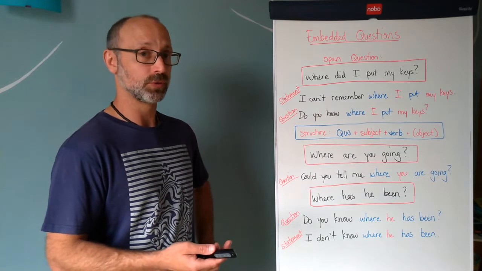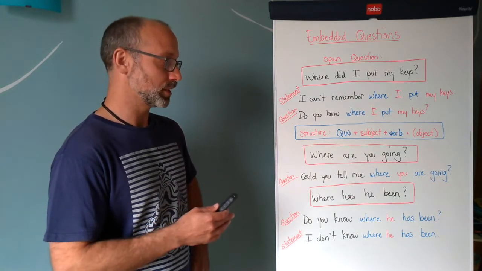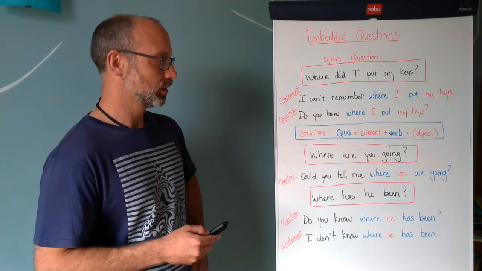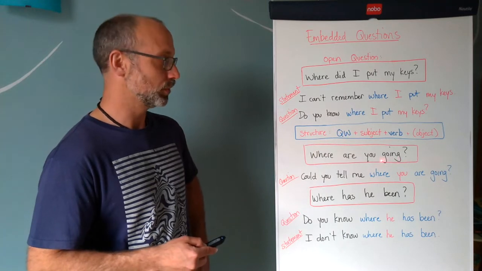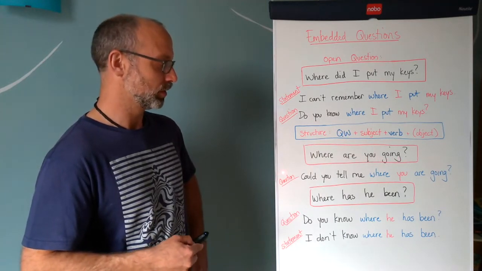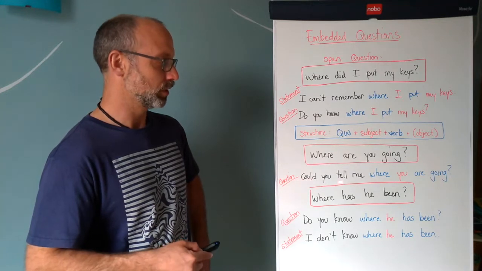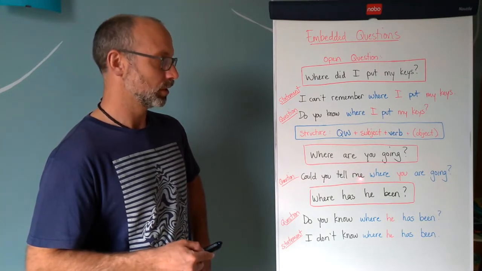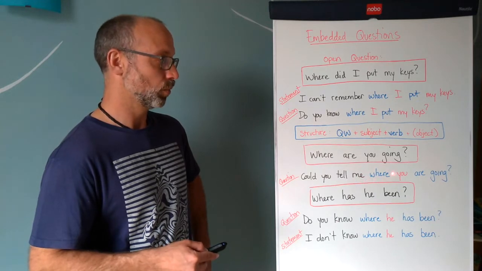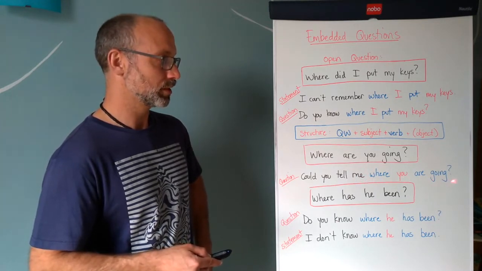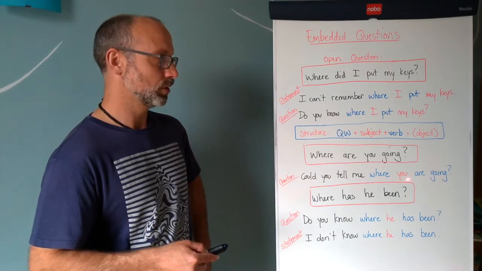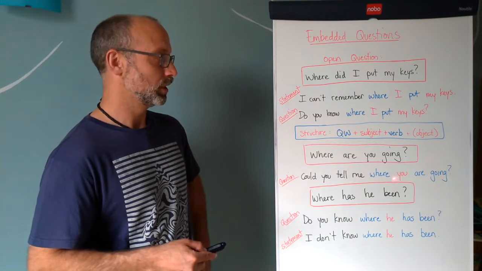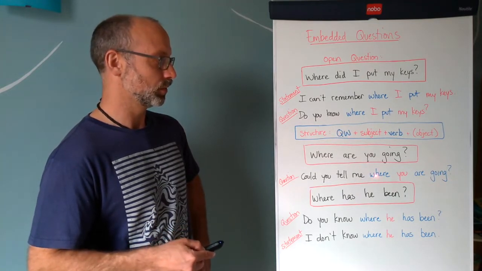Okay, I have two more examples for you in the present continuous and the present perfect. So, here, where are you going? Right, if we want to put this into an embedded question, here we have an example of a question within a question. We begin with this question, could you tell me? Right, and then we add the embedded question, where, the question word, and the rest of the words in the same word order as a statement. You are going.